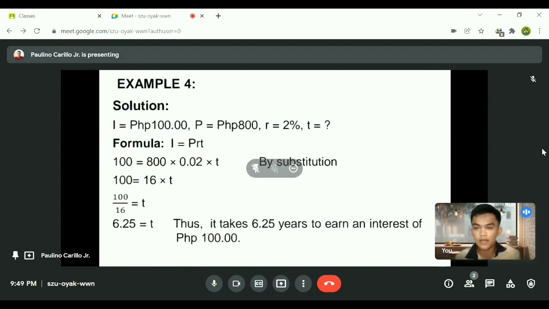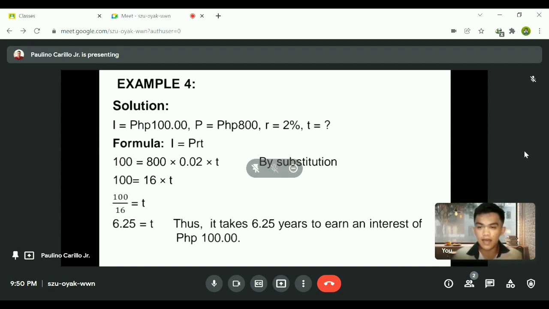So our interest amount here is equal to 100 pesos. Our principal is equal to 800 pesos. Our interest rate is equal to 2%. Divide it by 100 so that it would become 0.02. And let's find the time here.